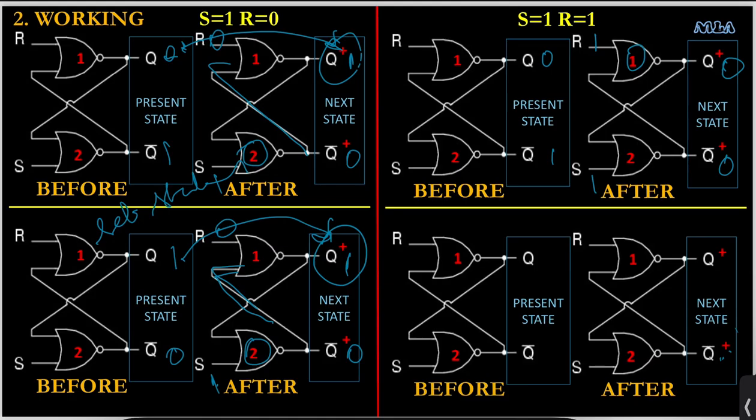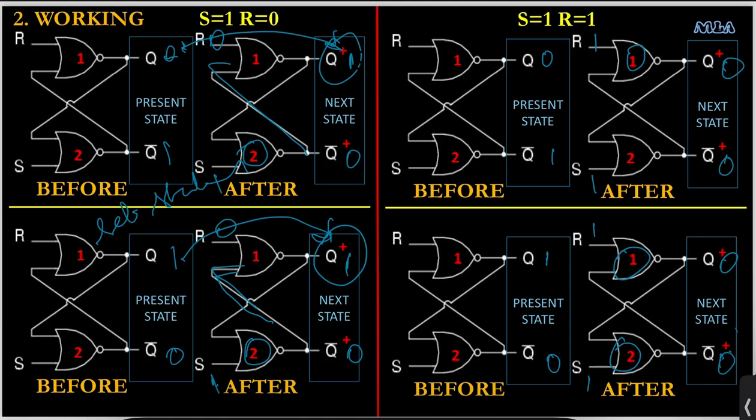Let's see what happens. I'll consider Q to be 1, Q bar to be 0. Now S and R are both 1. What we observe is that one of the inputs to gate number 1, which is R, is 1. So Q plus is 0. One of the inputs to gate number 2, which is S, is 1. So Q bar plus is 0.